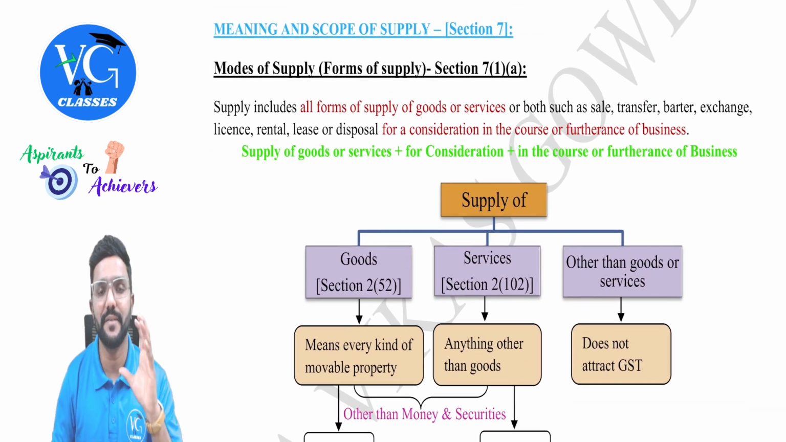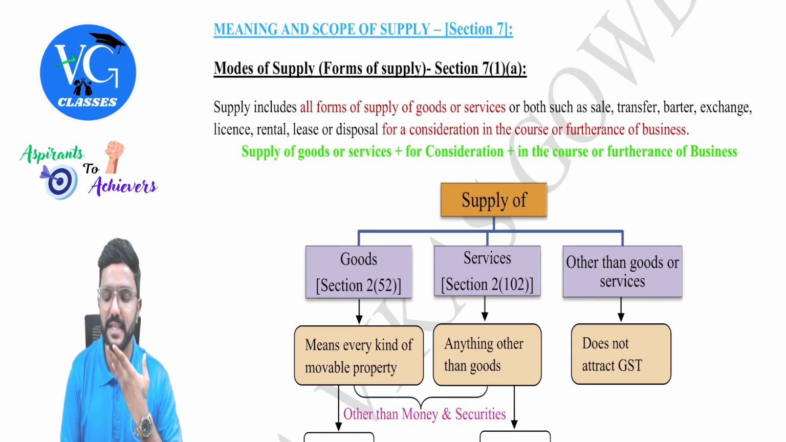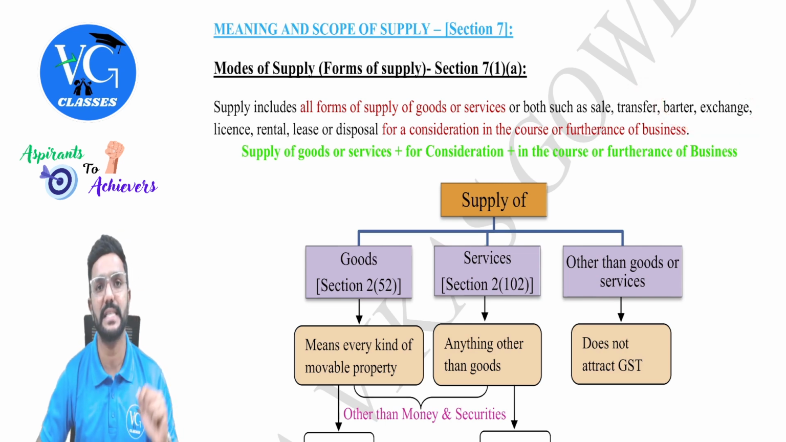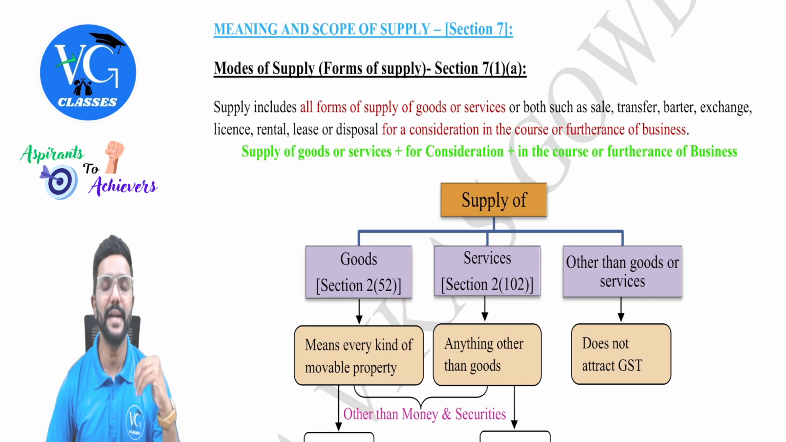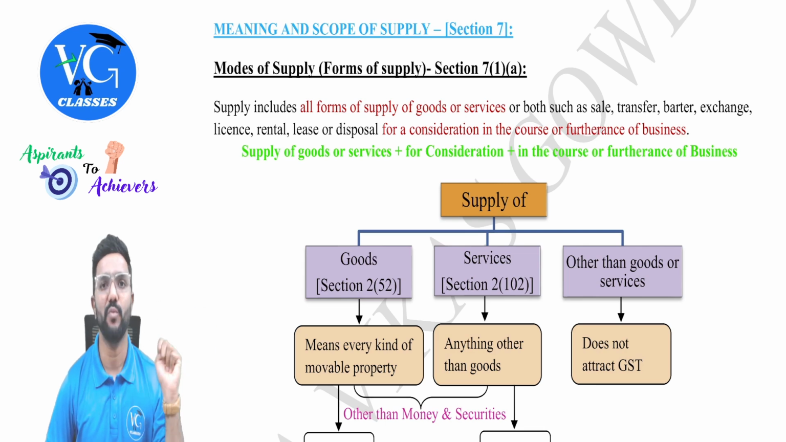So we have discussed 7(1)(a), and they have given a few examples here, no? So you can easily understand these terms, sale, transfer and all. But there is a difference, especially between barter and exchange, guys. Barter means I gave services to you, you gave services to me. There is no money involved.